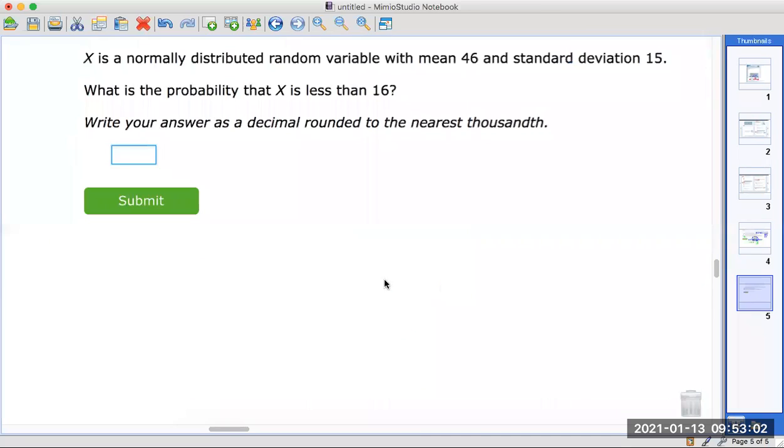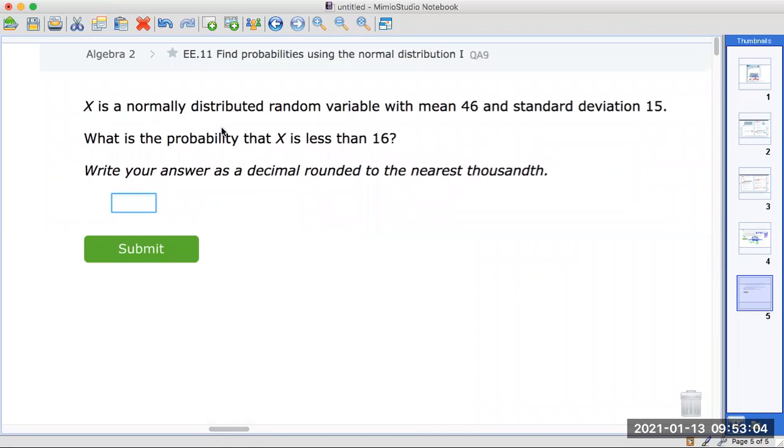And then the last question for this little video is another question on this IXL assignment. It says here, X is a normally distributed random variable. It means it's just a data point, and that our data is normally distributed. You can use a normal curve or bell curve. The average is 46. And we have a standard deviation of 15. What is the probability that you pick a data point and you happen to pick less than 16?